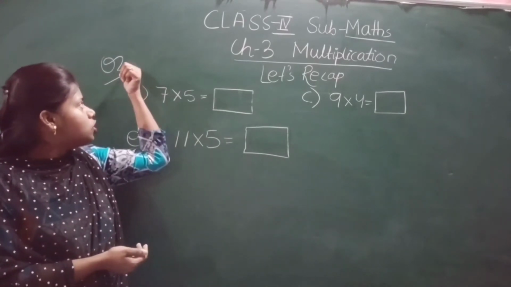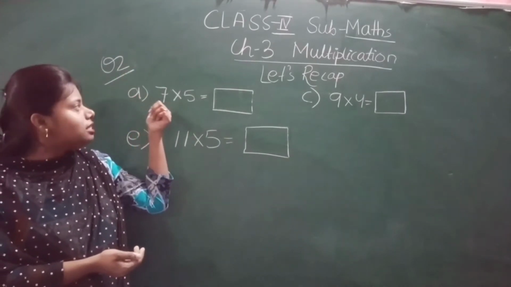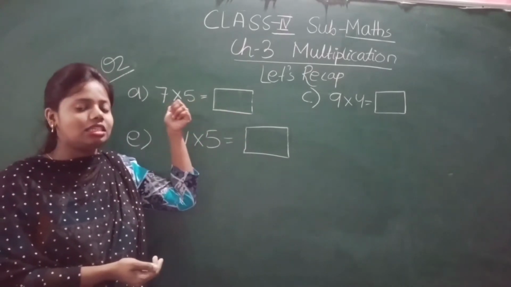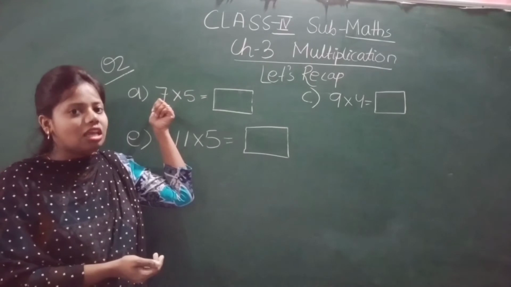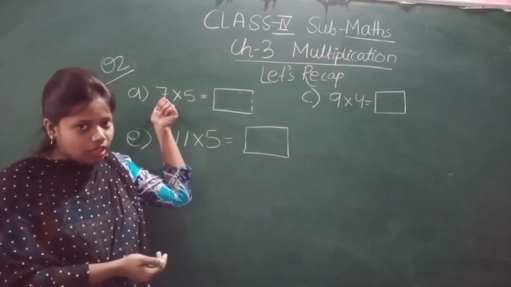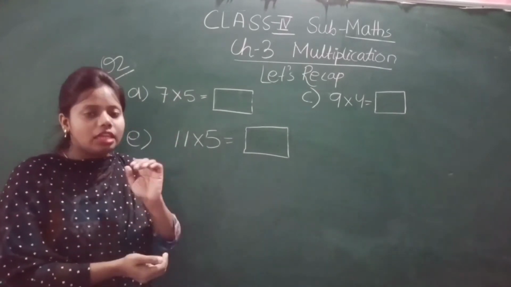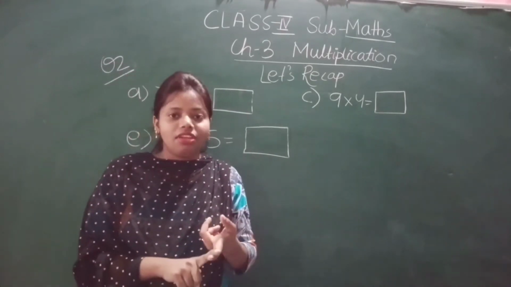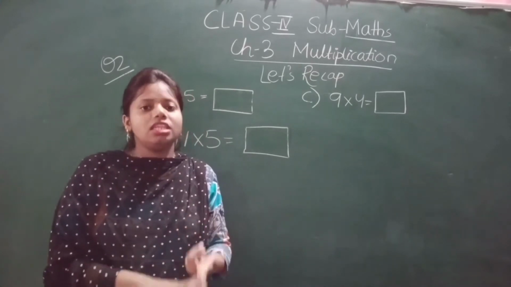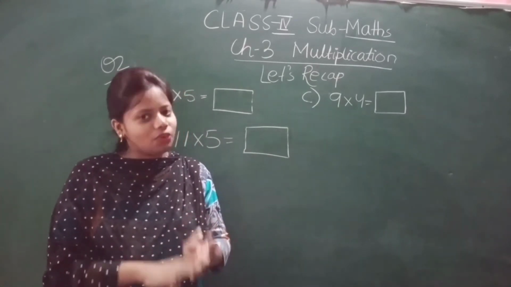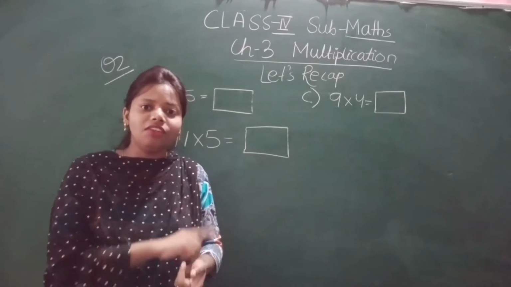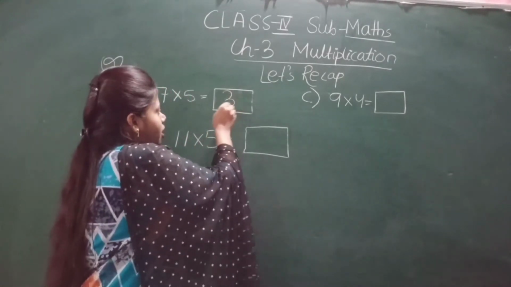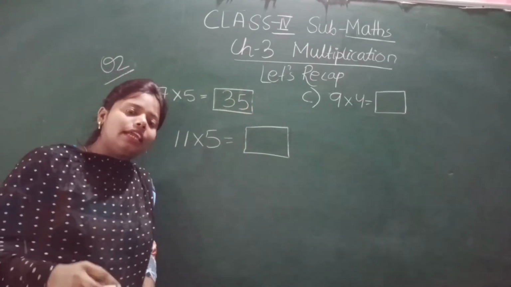Question number 2a. 7 into 5 is equal to how much? 7 5s. That means we will read the table of 7 five times. Now let's start. Table of 7. 7 1s are 7. 7 2s are 14. 7 3s are 21. 7 4s are 28. 7 5s are 35. So 7 5s are how much? 7 5s are 35. Okay, done.